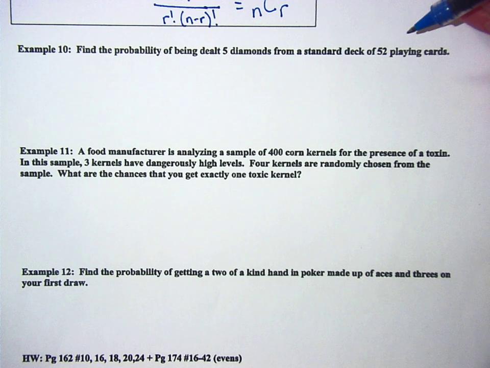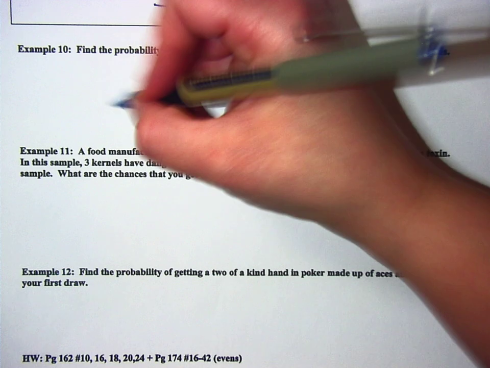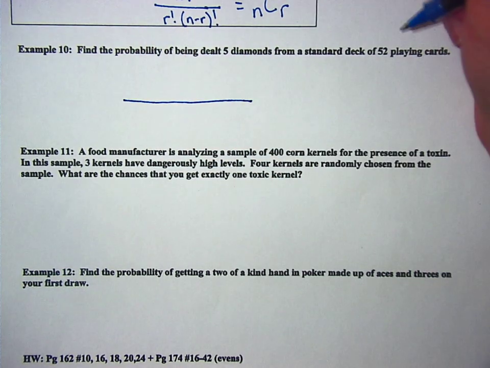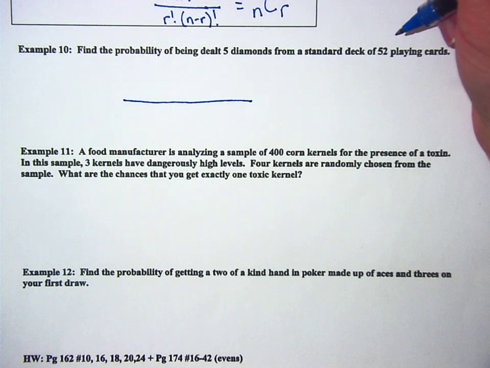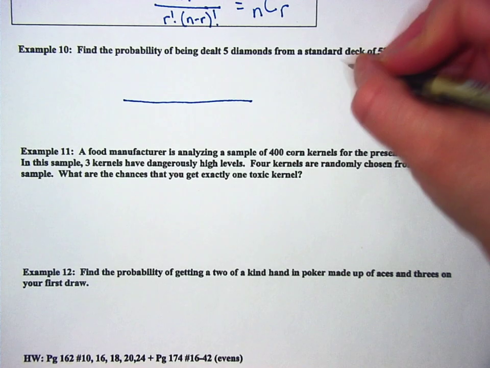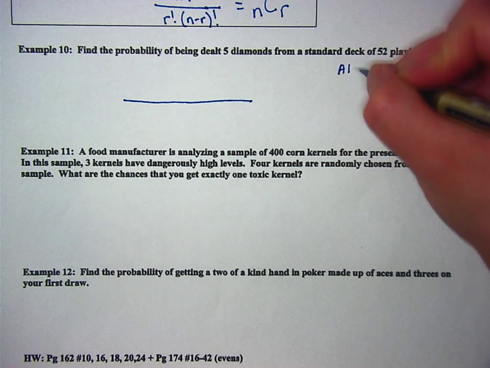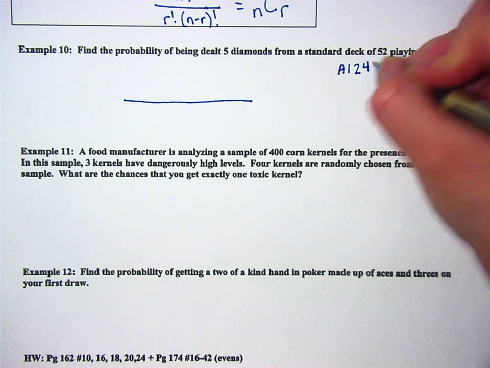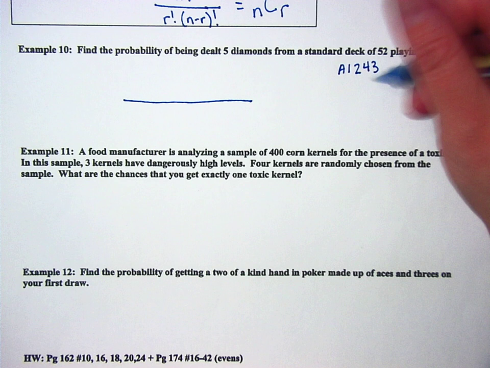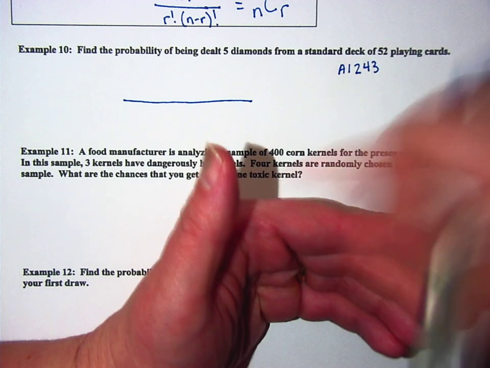Find the probability of being dealt 5 diamonds from a standard deck of 52 playing cards. Okay, so it's a probability, so it's going to be a fraction. On the bottom, we're picking 5 cards, and when you play any kind of game, it doesn't matter what order you get the cards in. It's not like if I was looking for a straight and I got like an ace, 1, 2, 4, 3, I'd be like, oh no, they're out of order. I wish I had gotten that 3 before I got that 4. If they're in your hand, you can rearrange them any way you want.